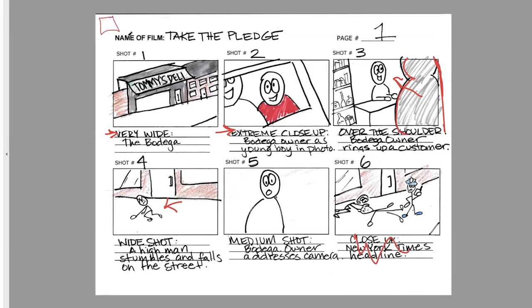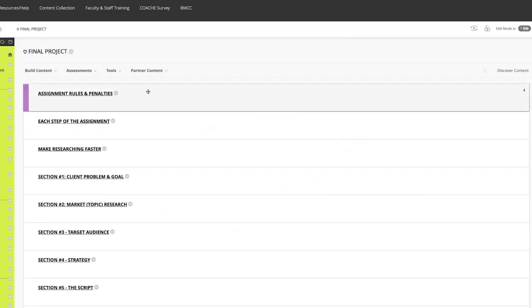Okay. The other thing is, you'll notice I don't draw my own frames. I use this nice template. Okay. It makes it nice and neat. So those are your sections.